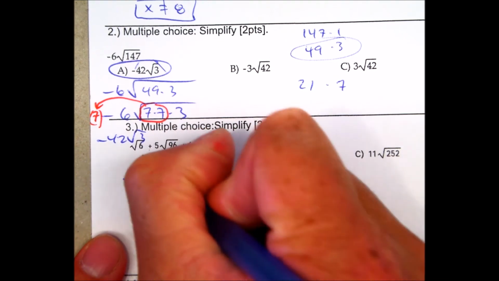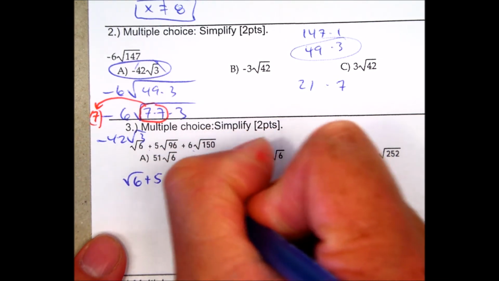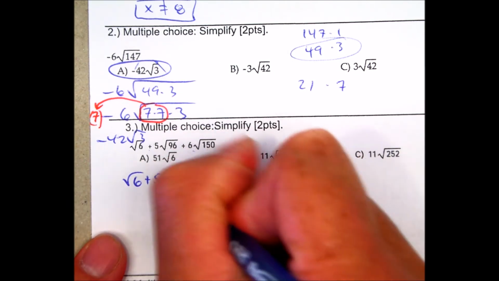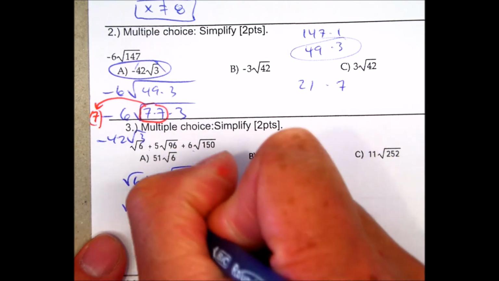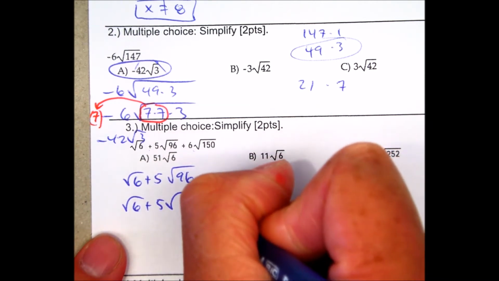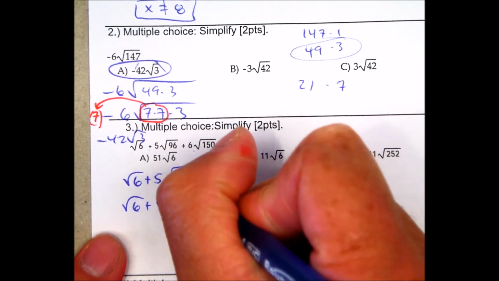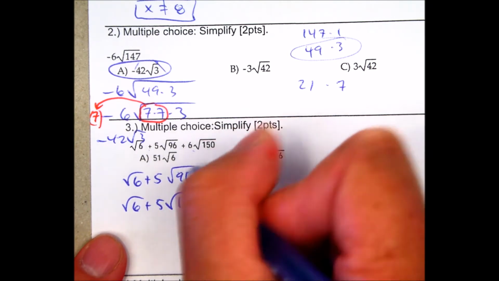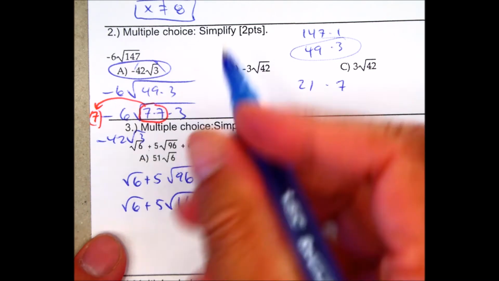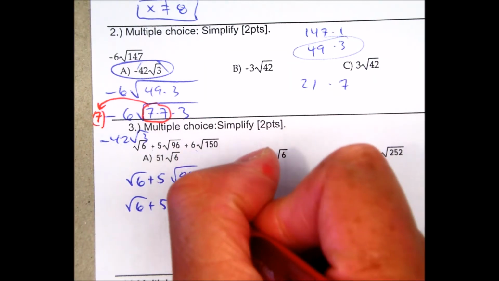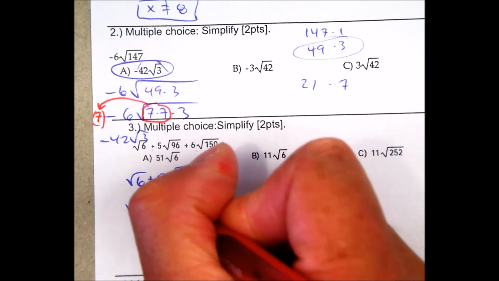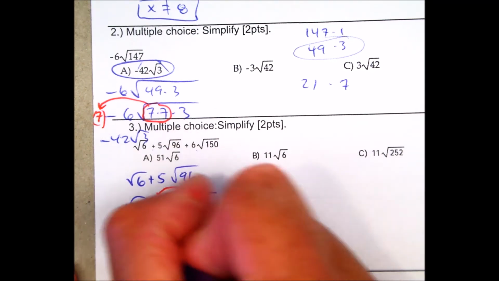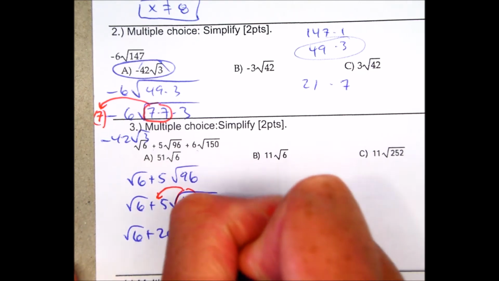radical 6 plus 5 times radical 96, I'm going to divide it by my factors of 6. So I'll have 5 times, 6 goes into 9 once, and then there's a remainder 3. 6 goes into 36 6 times. And then the square root of 16 is really 4 times 4, so that's a pair. So it's really 4 times 5, which gives me 20 radical 6.